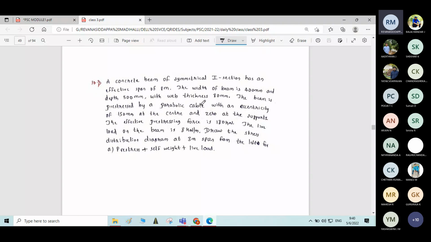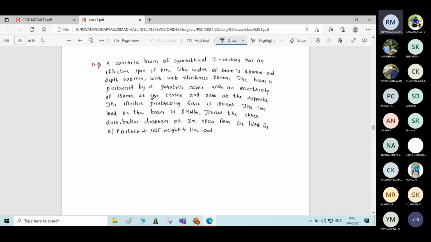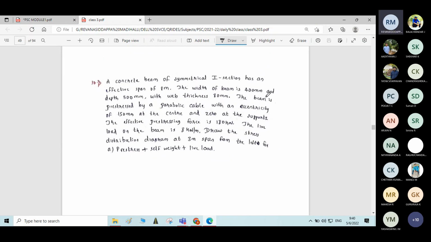Problem number 10. Okay. Problem number 10. All of you go through it and understand what is given in the problem, what is to be determined. All those things you first understand and you can proceed with solution. Okay. A concrete beam of symmetrical I section has an effective span of 8 meter. Okay, here also it is symmetrical I section only. Effective span is 8 meter.